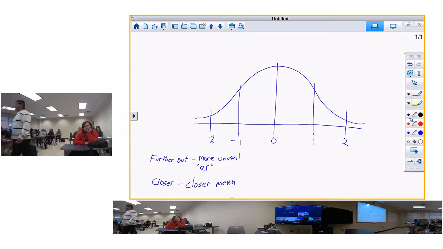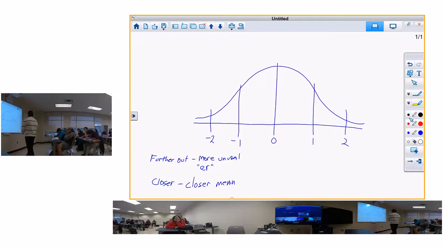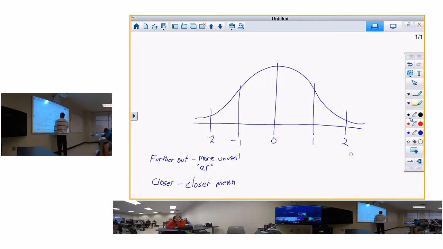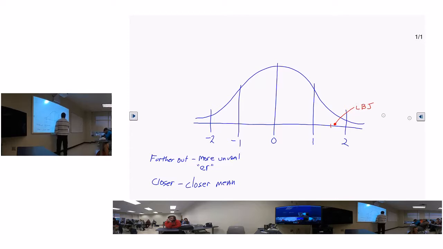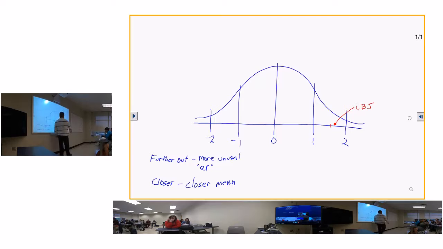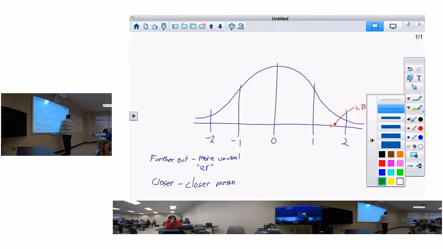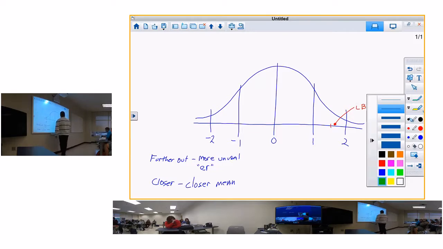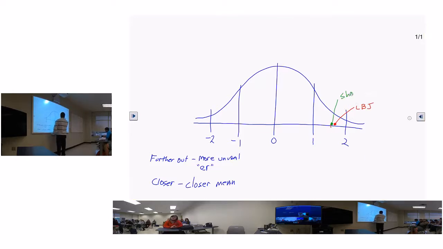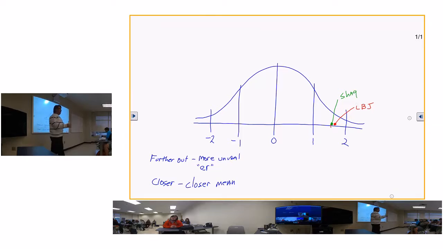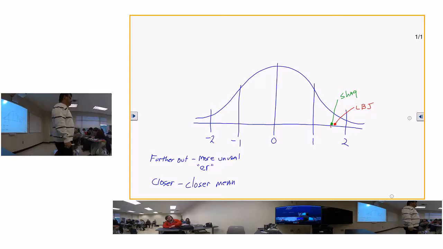So somebody tell me what LBJ came out to be. I'll put him in red. 1.67. So he's right. 1.67 is LBJ. Now I'm going to get a green marker. And what is Shaq? 1.52. That's Shaq. So who is relatively taller? LBJ.